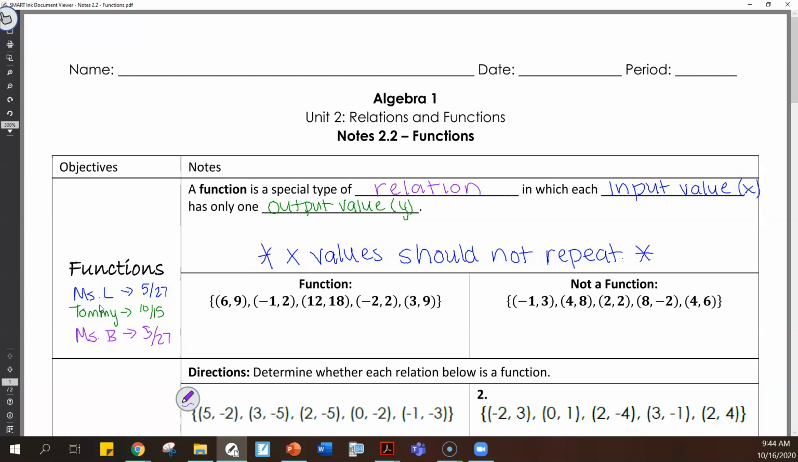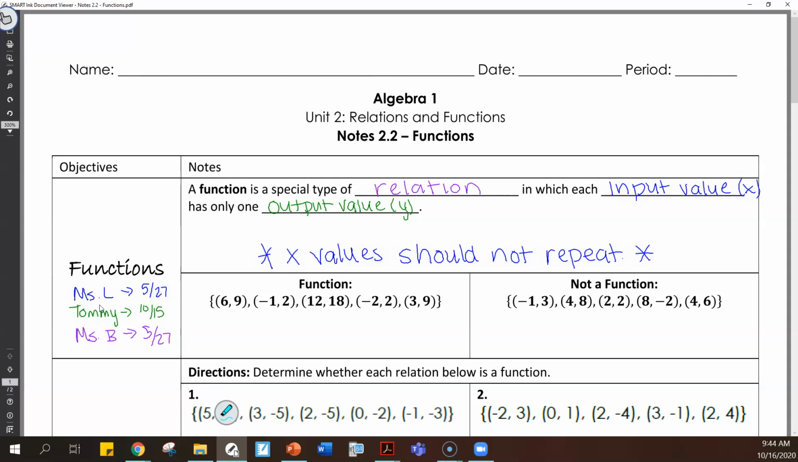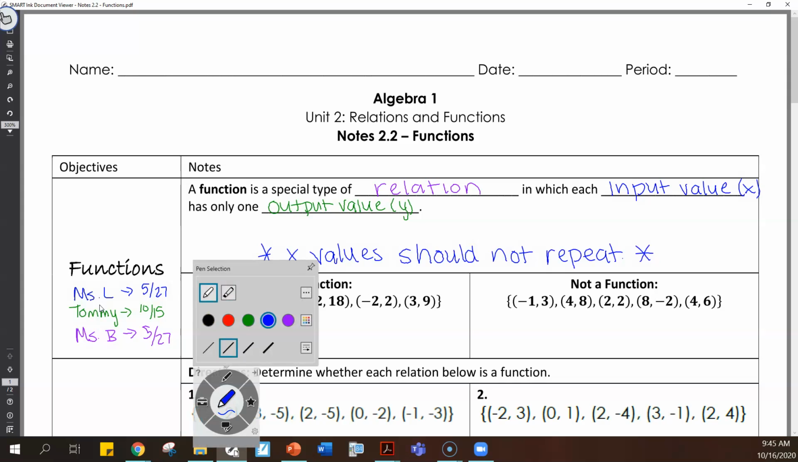The same thing is true for functions. Your x value should only have one y value. Because they are input values, they're values that are going into a function or into an equation or into a relation, there should only be one number that comes out when you plug in that number. So let's take a look at some of these and determine whether they are functions.